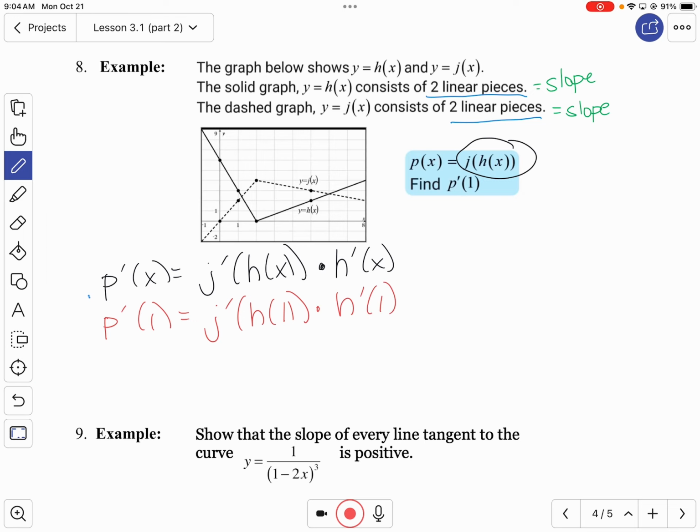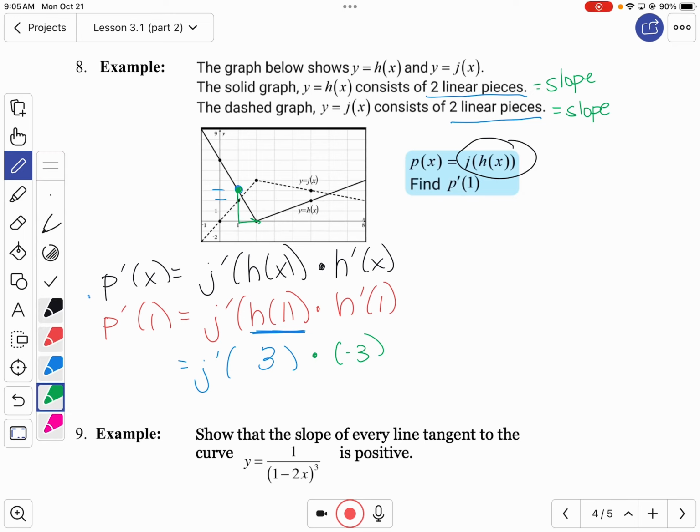3, okay? The second thing we want to find is h prime at 1, okay? Well, that's the slope of that line when x is 1. And so if we look, what's the slope of that line? -3. 2, 3 over 1. Yep, so it's -3. All right, so we're close.